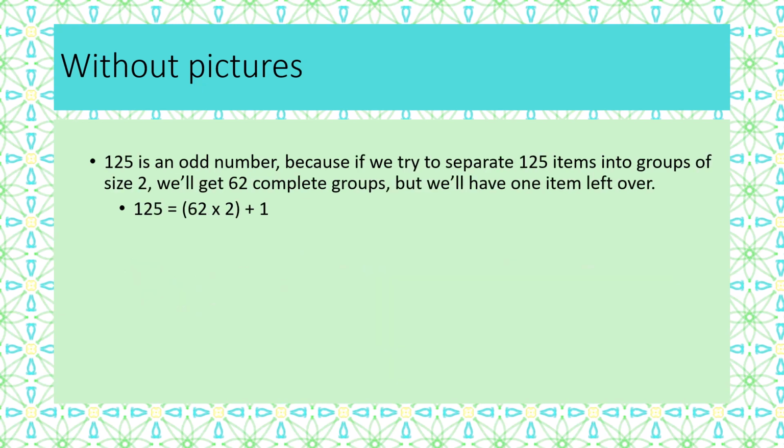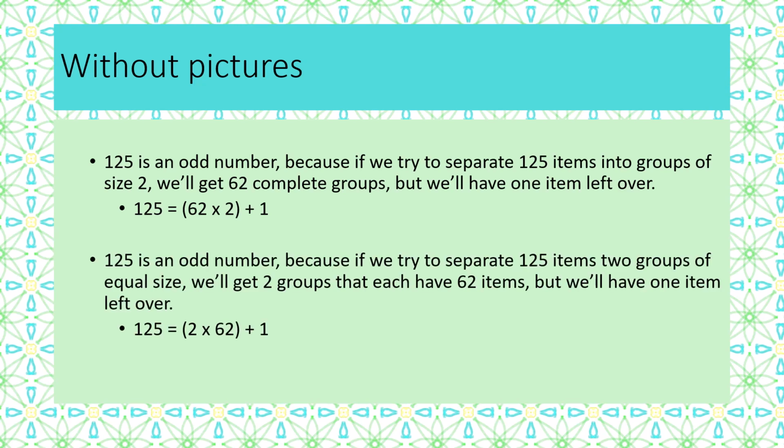On the other hand, when we divide 125 by 2, we get a remainder of 1. 125 equals 62 times 2 plus 1. So we can separate 125 items into 62 groups of size 2 with one object left over. Similarly, since 125 equals 2 times 62 plus 1, we can separate 125 objects into two groups of size 62 with one leftover object. Either way, 125 is not divisible by 2, and so 125 is odd.